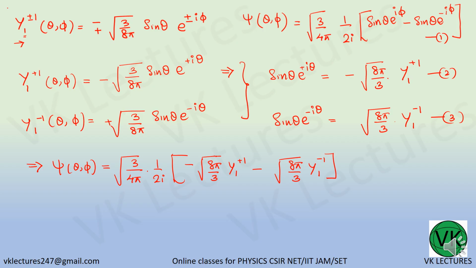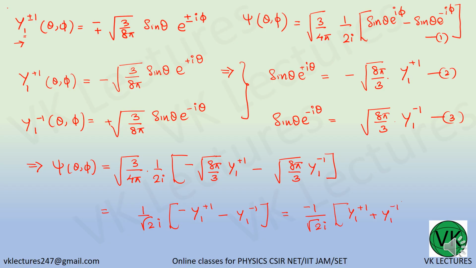Now root 3 and root 3 from here will get cancelled. 4 pi and 4 pi also can be cancelled. So what is remaining is 1 divided by root 2i into minus Y(1,+1) minus Y(1,-1). So here we can rewrite. So minus 1 you can take it out. So minus 1 divided by root 2i into Y(1,+1) plus Y(1,-1).